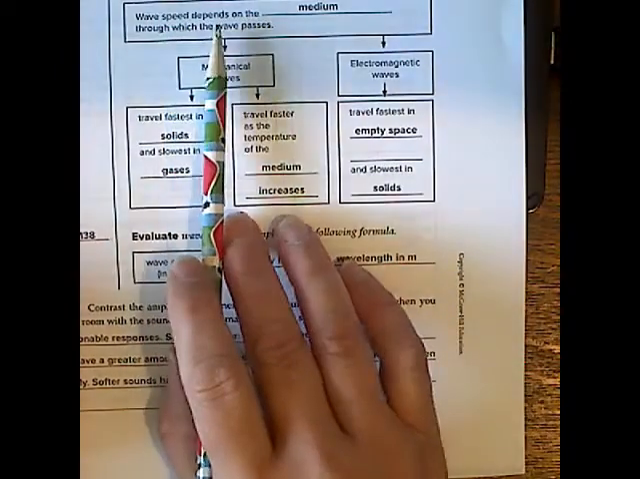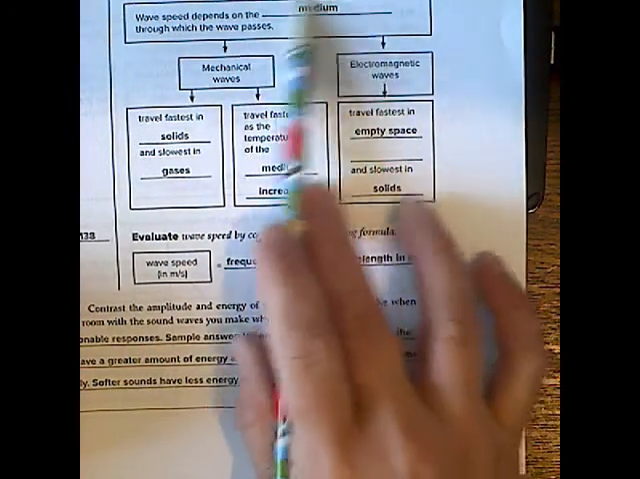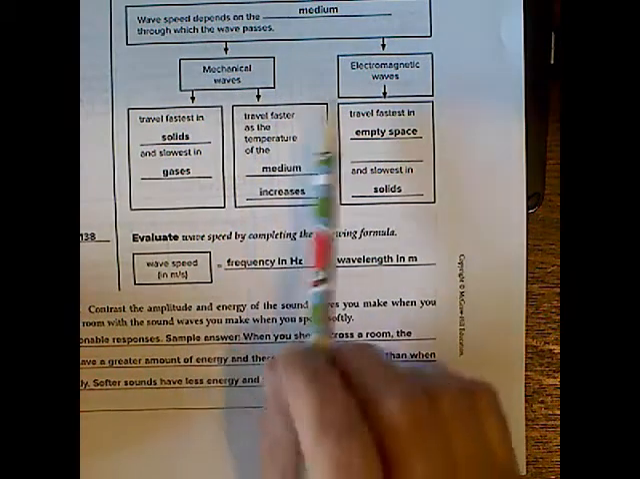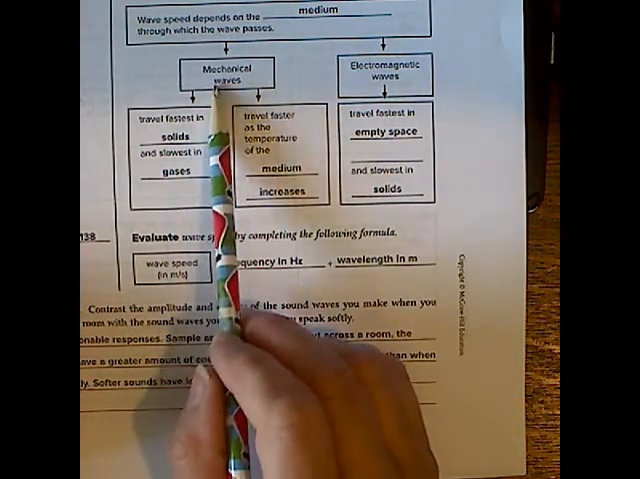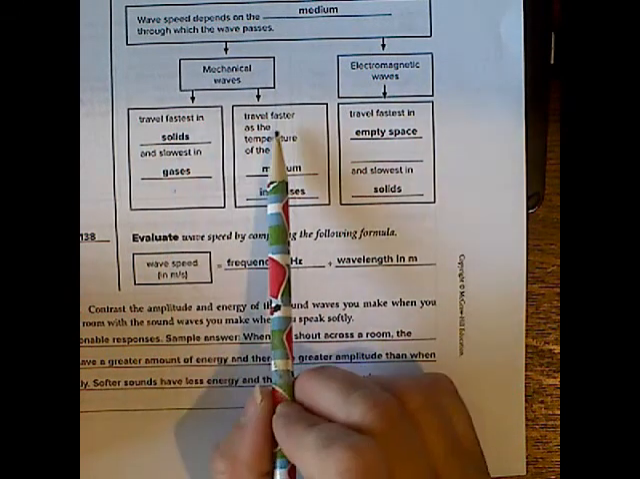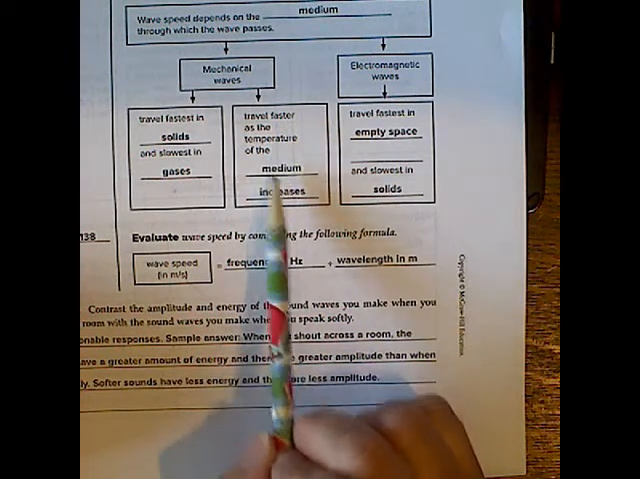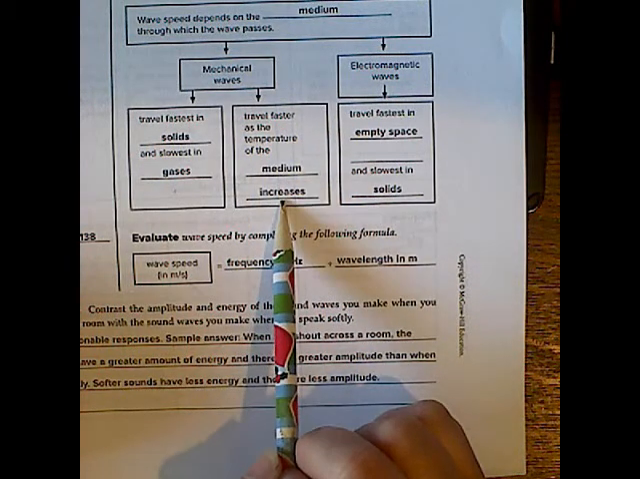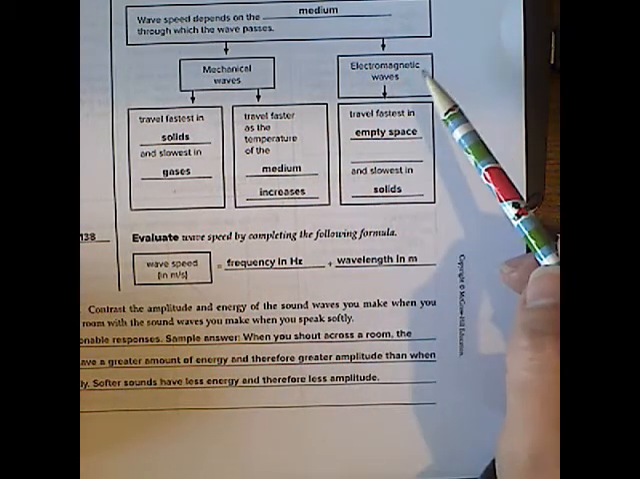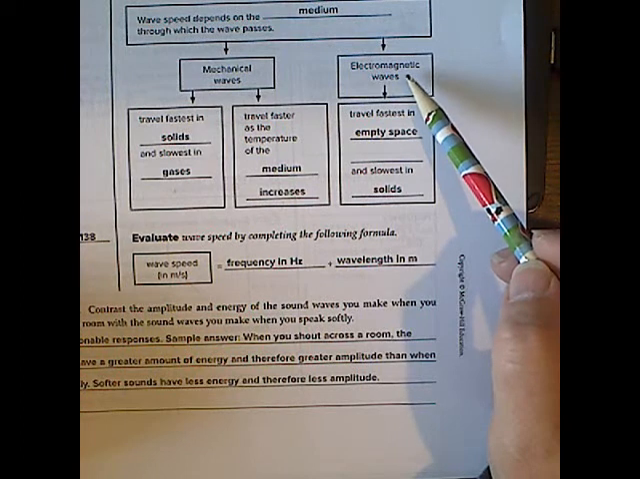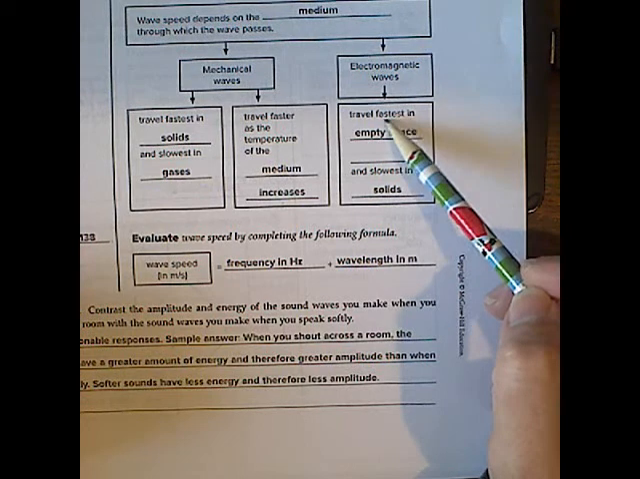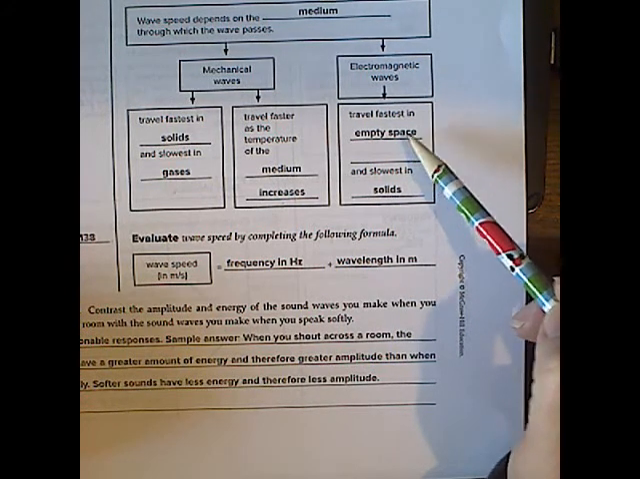Okay, wave speed depends on the medium. That's what it's traveling through, which it passes. Mechanical waves are going to travel faster in solids. This is like sound and stuff. Travel faster in solids, slower in gases. They also travel faster as the temperature increases in whatever they're going through. Electromagnetic waves like sunlight, radio waves, microwaves, things like that, X-rays, they're going to actually travel faster in empty space and slowest in solids.